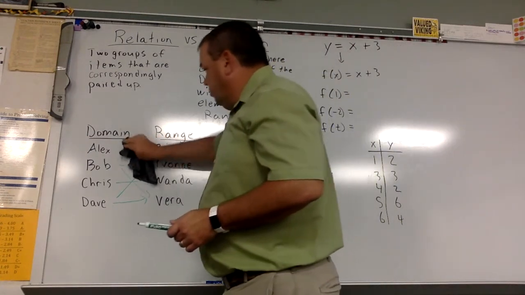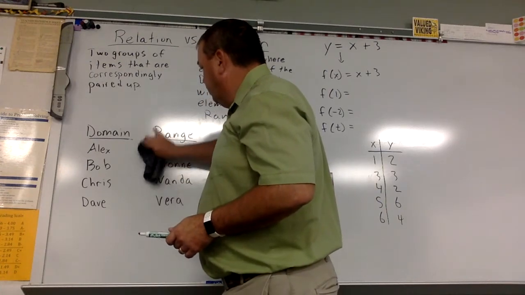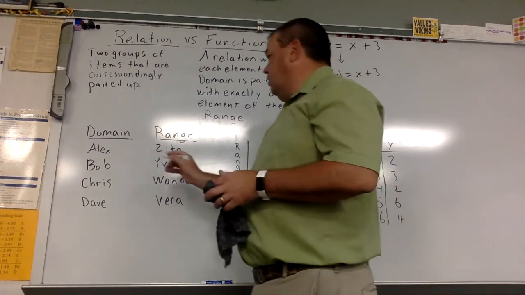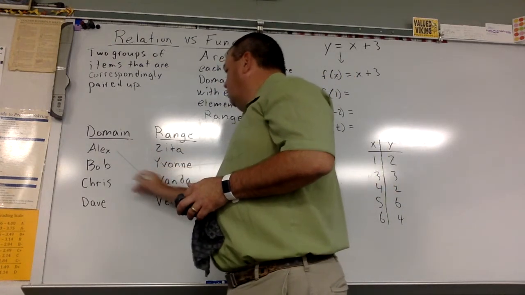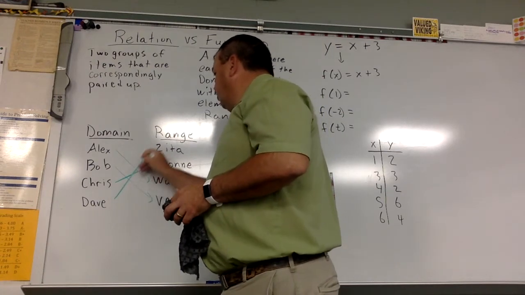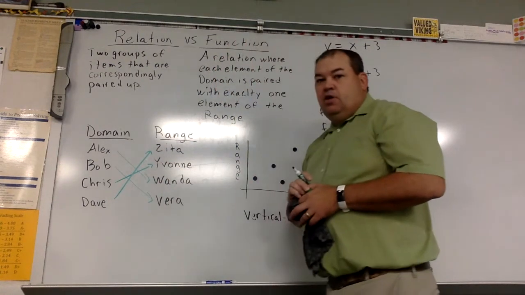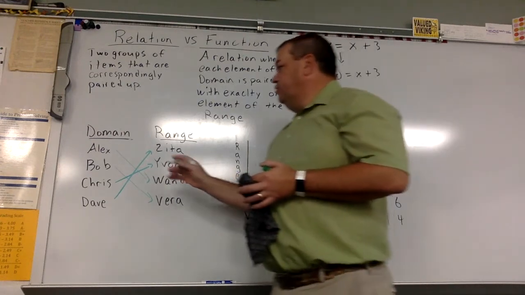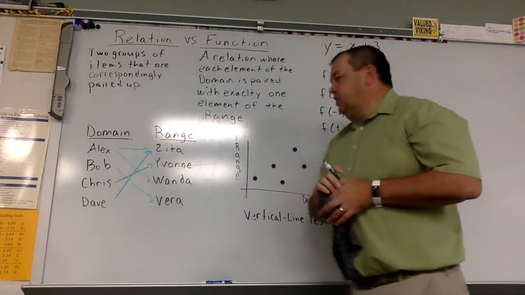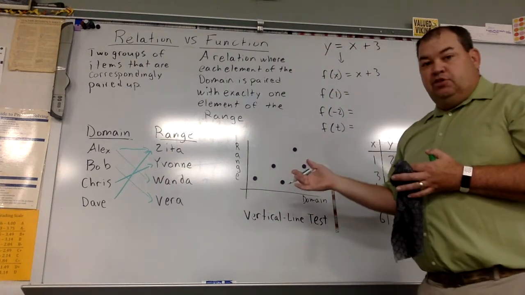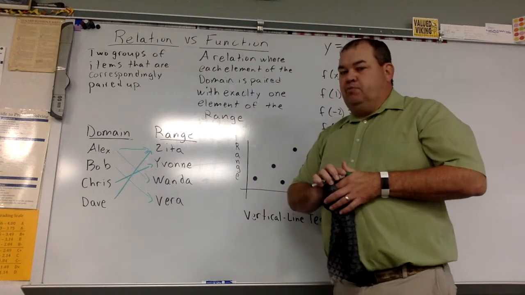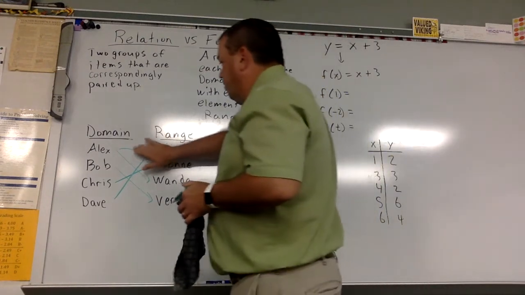So I'm going to take my arrows out, and now I'm going to pair them a little differently. Now I have to make sure when I'm looking at my domain that everybody in the domain is only paired with one member in the range. So when I add those extra arrows, maybe Alex pairs up with two people, all of a sudden it's not a function. This is still a relation, but is definitely not a function anymore. Okay, so I'm going to take that arrow back out.